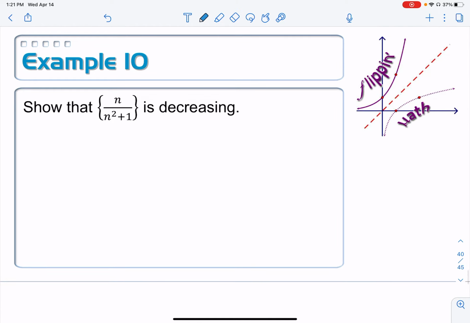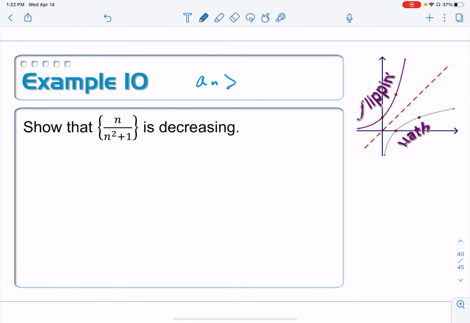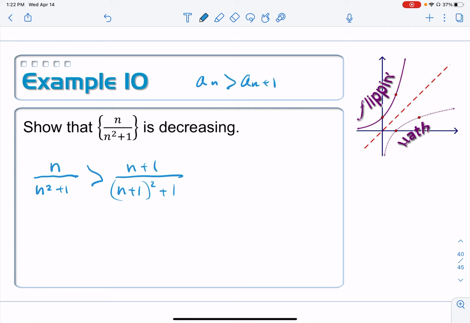So the first thing, if it's decreasing, again, that means the a sub n term has to be bigger than the term that comes after it, a sub n plus 1. They have to be getting smaller. So I'm going to see if I can establish the fact that n over n squared plus 1 has to be greater than, everywhere there's an n, put an n plus 1 in its place, over n plus 1, this time the parentheses are important, squared, plus 1. So is this thing true? It's definitely not obvious that it's true at this point. So we've got to do some algebra on it.